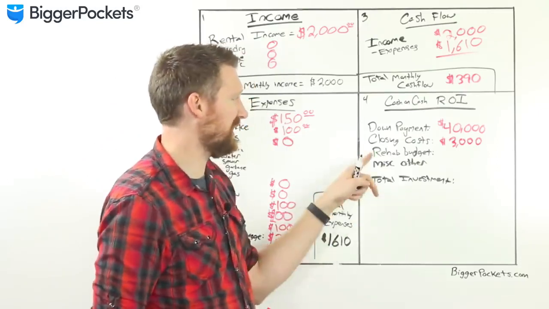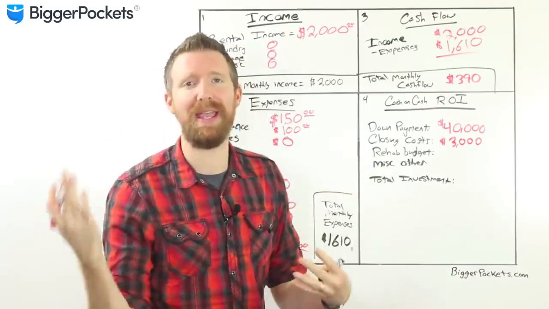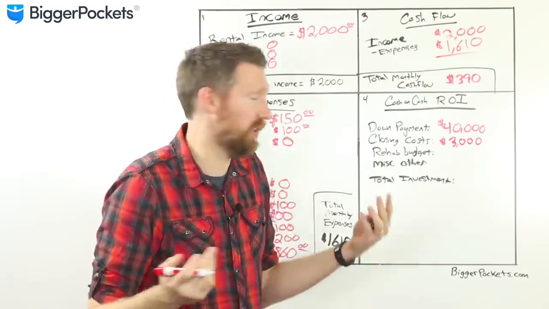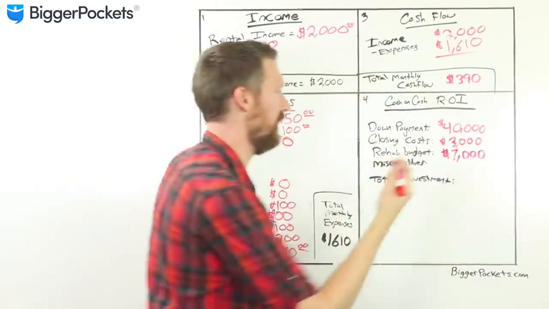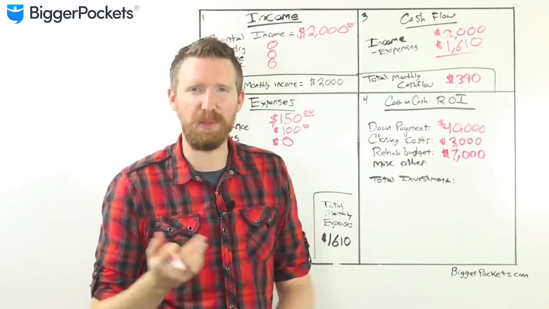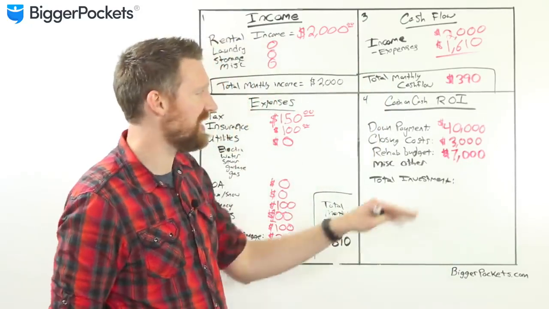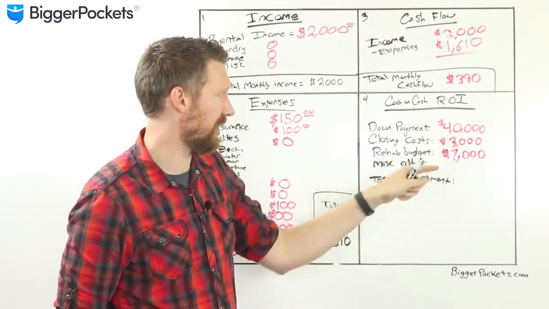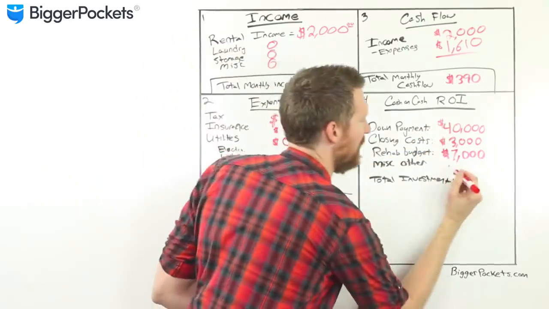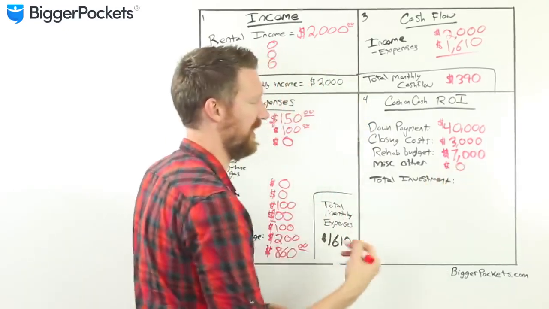And for simplicity, when we bought the property, maybe we wanted to repaint the outside and make it look a little nicer. So we're gonna say, how about $7,000 for a rehab. That's usually painting the property or doing whatever. So in this case, our hypothetical property, we spent $40,000 on down payment, $3,000 in closing costs, $7,000 on rehab, and I'm gonna leave this one blank. We'll say $0 on miscellaneous other.